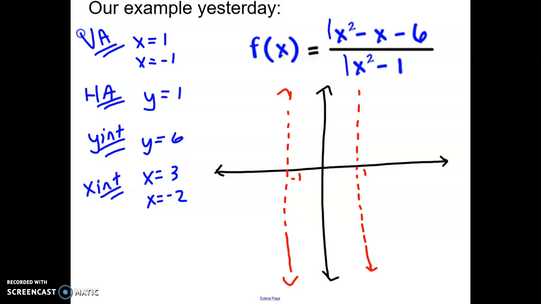I also know that I have a horizontal asymptote where y equals 1. I have a y-intercept at 6. So it's 1, 2, 3, 4, 5, 6. I'm just going to put a 6 up here. So y-intercept at 6. And I have x-intercepts at 3. Was it 3 or was it -3? 3. Positive 3, thank you. So 1, 2, 3. And at -2. So I have x-intercepts at 3 and at -2.